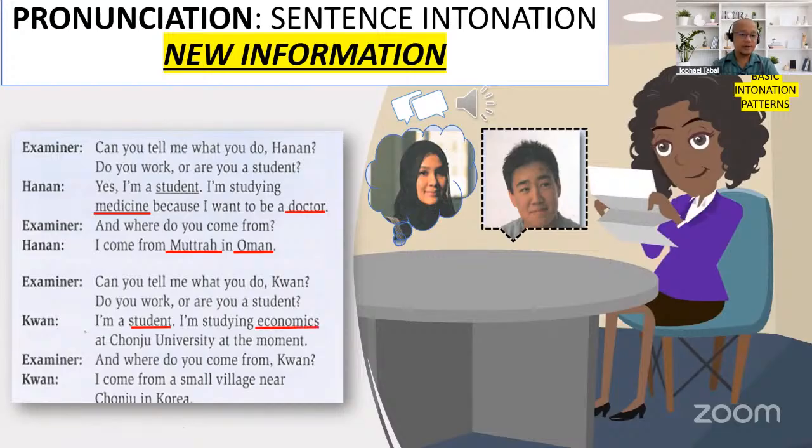For example, here we have Kwon. He said that I'm a student. I'm studying economics at Chongju University at the moment. Yes. So that's a basic example for sentence intonation in which we're going to give emphasis on the words that express or show new information. Okay.